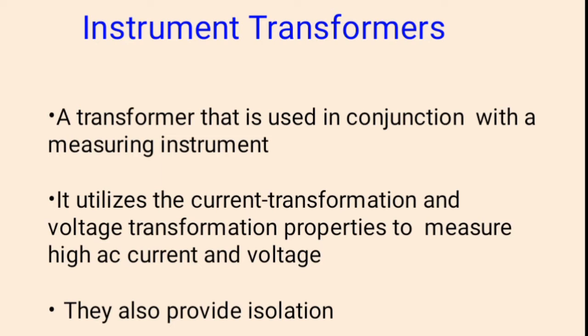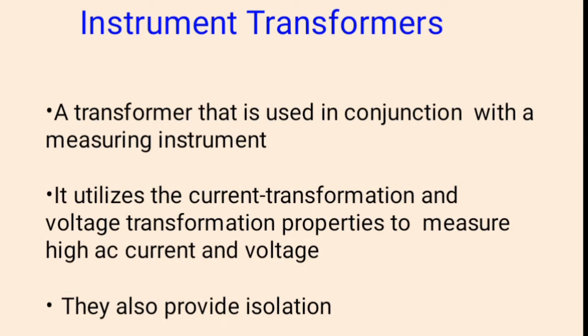With the help of transformers, these meters are working. It utilizes the current transformation and voltage transformation properties to measure high AC current and voltage. To measure high current, it is very difficult to construct a meter. Suppose 2 kiloamps, 10 kiloamps, like that. It is very difficult to construct a meter with the proper insulation. Therefore, if you use a current transformer, then we can easily step down the current. After that, we can measure by using the meter. After that, we use a multiplying factor to get the actual current.